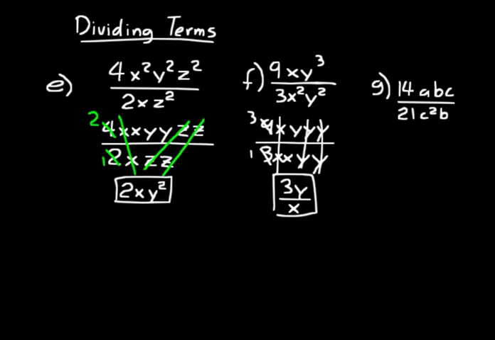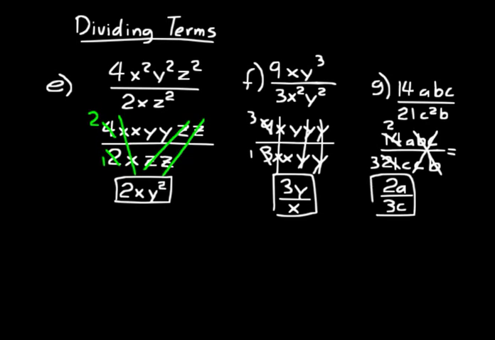Let's do one more. Simplify this expression. So we'll just write it out. 14abc over 21cb. Our b's will cancel. One of the c's can cancel. And then 14 over 21, there's a common factor of 7 there. So we end up with 2 over 3. And that gives us 2a over 3c. That's our answer.